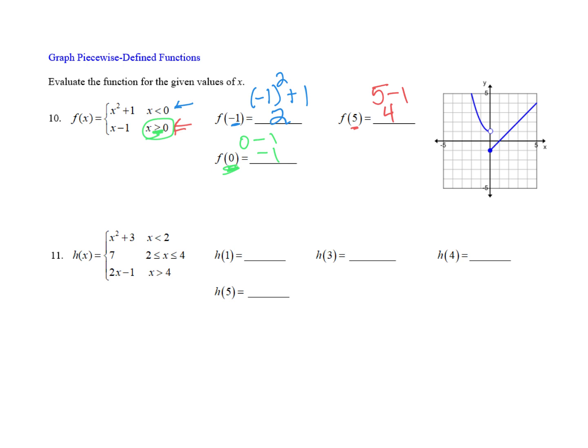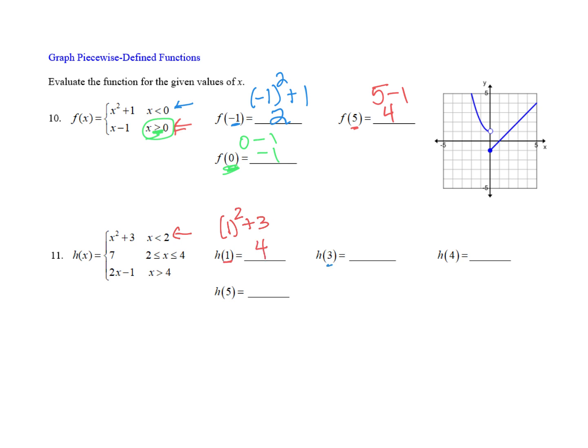Let's try another one. Let's evaluate this one. So we're going to try to find h of 1. So think about h of 1. Which of these domains will 1 fall into? Is 1 less than 2, between 2 and 4, or greater than 4? Well, 1 is less than 2. So I'm going to plug 1 into that particular piece, and I get 1 squared plus 3, which would be 4.